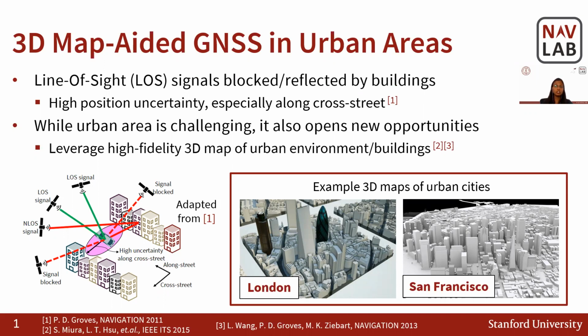Now, while urban area is challenging, it also opens new opportunities. For instance, we can leverage 3D map of urban environment to aid GNSS by distinguishing line of sight and non-line of sight signals. There exist many high-fidelity 3D maps of popular cities across the world. The example 3D maps shown in this slide are that of London and San Francisco.